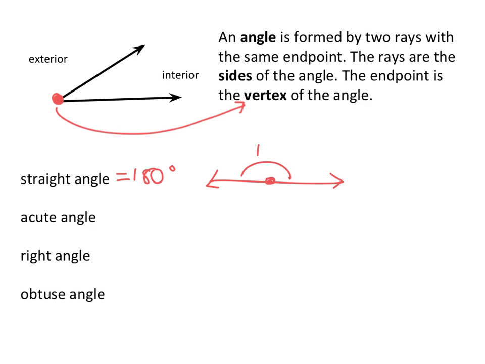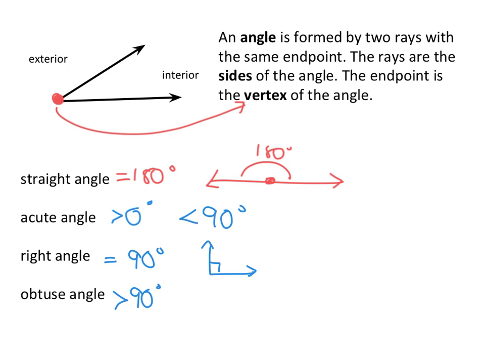So the measure of this angle is 180 degrees. An acute angle is always greater than 0 degrees, but less than 90 degrees. A right angle is always equal to exactly 90 degrees, and we've shown how you label that with the box in the corner. And an obtuse angle is always greater than 90 degrees, but less than 180 degrees, because if it were equal to 180, then it would be a straight angle.